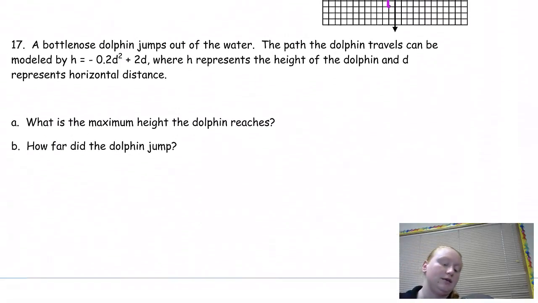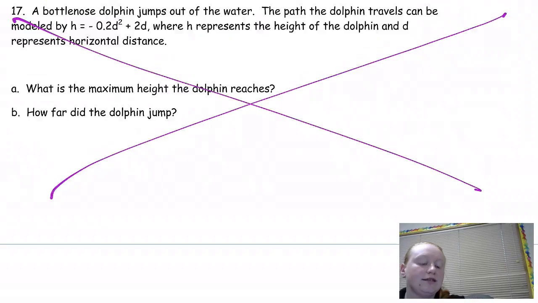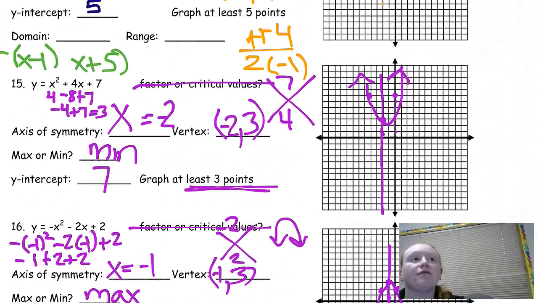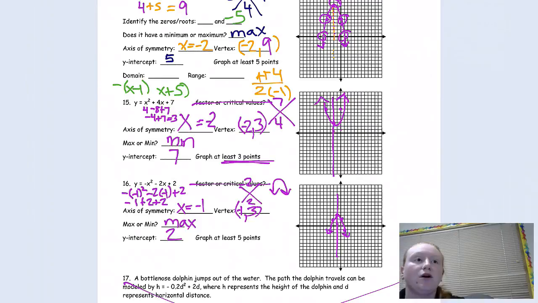Number 17 we are going to skip. Okay, that's the end of this type of review. However, you should have more pages at your axis. Those are all graphing reviews, so I'm going to go ahead and pause right here.